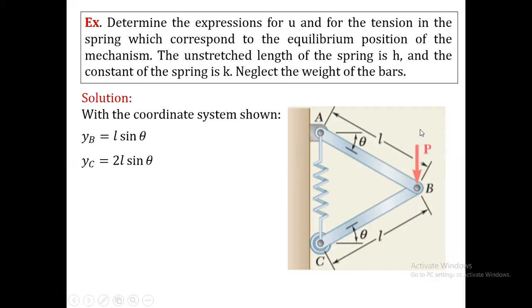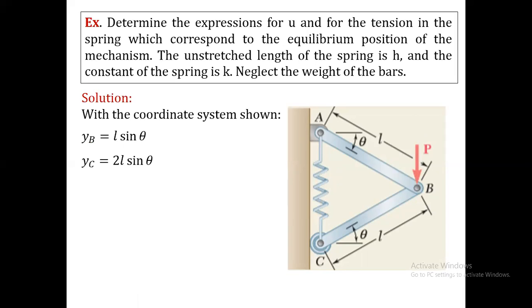You can do a bit of trigonometry here. Completing this triangle will lead you to YB, which is nothing but L sine theta. And in the whole triangle ABC, you can see that AC is nothing but YC, which is equal to 2L sine theta. Simple trigonometric relations will help you obtain the same.